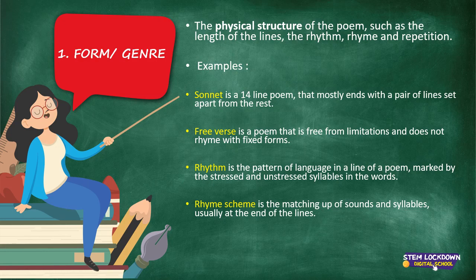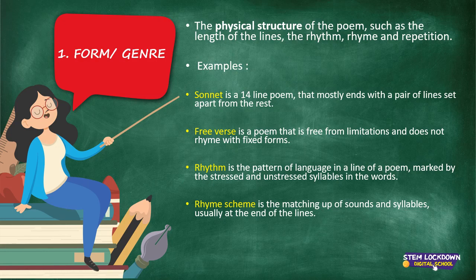We are able to identify a sonnet before we can even read the poem. We are able to identify it because we know that a sonnet has 14 lines, and mostly ends with a pair of lines set apart. So the other 2 lines towards the end will be together, apart from the rest of the lines, okay? That is how we are able to identify a sonnet before we can even start reading, okay?